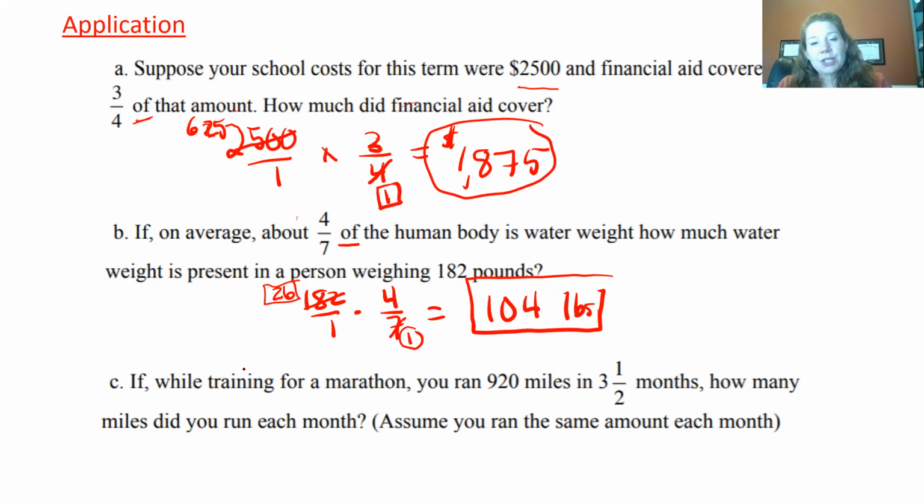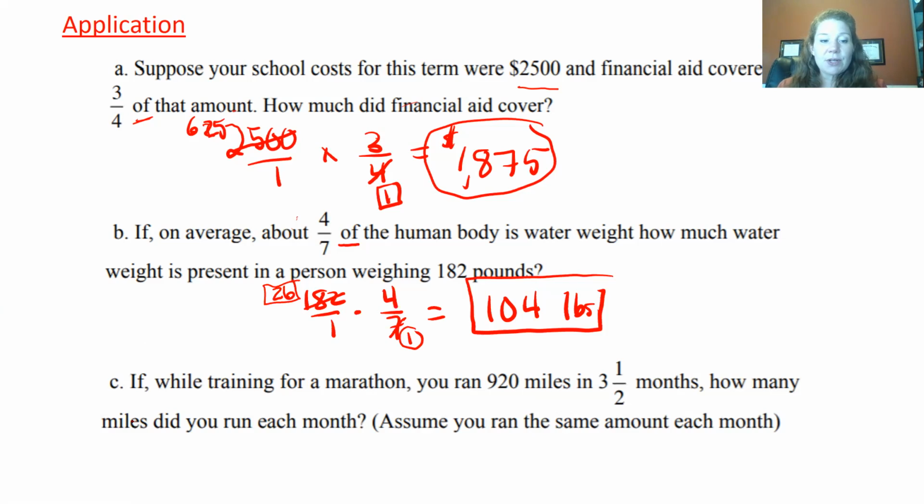So we have to decide what we're going to do. Are we going to add, subtract, multiply, or divide? We have a total number of miles, and we're going to divide it out over 3.5 months. Since we're taking a total and dividing it out by the total number of months, our math problem is division.